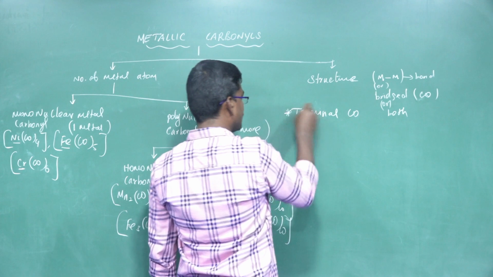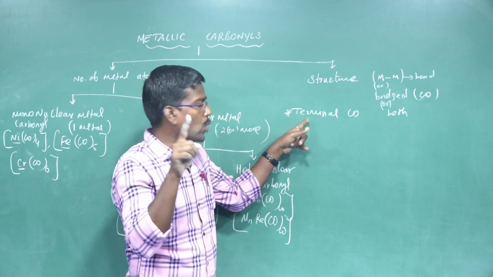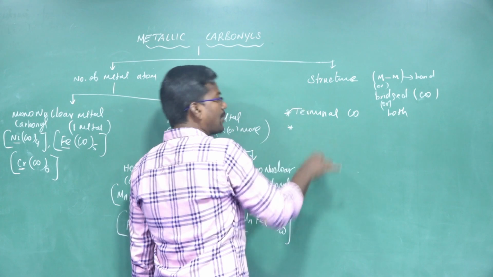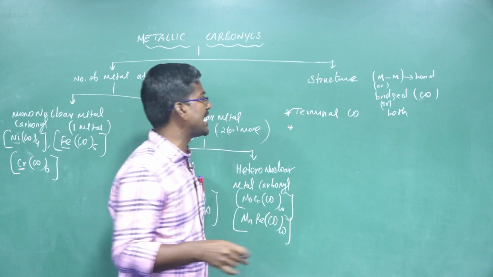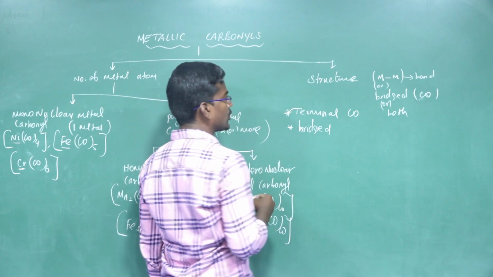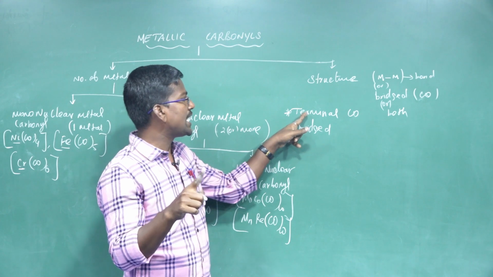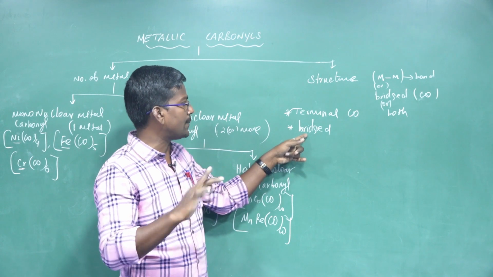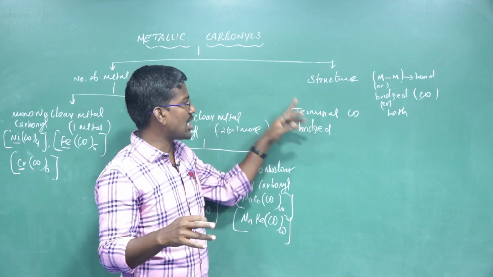The carbonyl group or carbonyl ligand directly linked with only one metal atom is known as a terminal carbonyl group. A carbonyl group directly linked with two metal atoms simultaneously is known as a bridged carbonyl group. So it depends upon the structure of the compound.